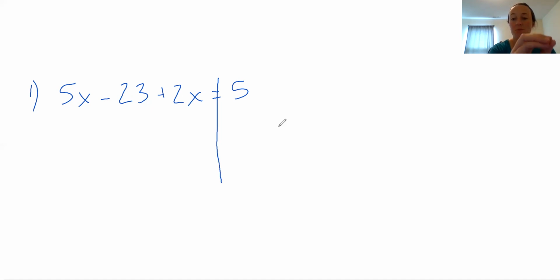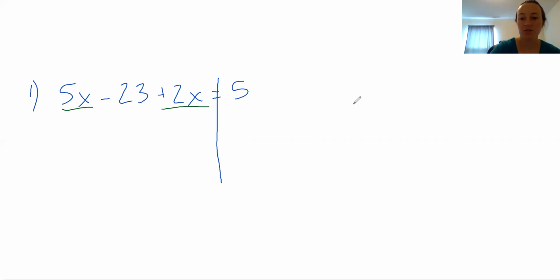But before we start moving terms over to isolate that variable, isolate that letter, is there anything that we can put together here? Do we have any like terms? Hopefully you're saying, yes, Mrs. Grutt, we have 5x and a positive 2x. Let's go ahead, let's put those together. Let's make this look nicer.